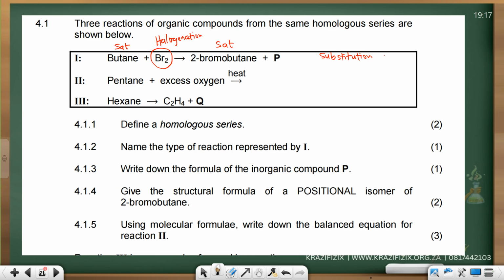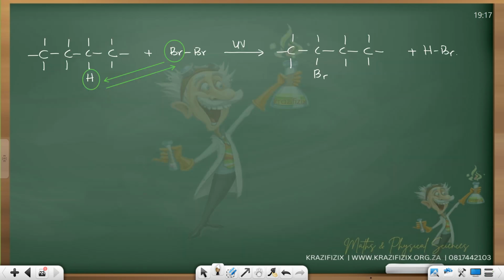Pentane plus excess oxygen. We just did that. That is a combustion reaction. Pentane plus excess oxygen. We did that a while ago. Pentane is C5H12 plus excess oxygen. We know the product: carbon dioxide plus water. We put a 2 there. 2 times 5, 10. 2, 12. We come here, reverse it. 12, 2. 10 times 2, 20. 20 plus 12, 32. What is 32 divided by 2?